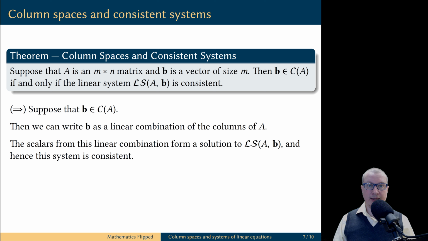But now, if you take the scalars from that linear combination, then these scalars can be used to construct a solution vector to the linear system. Therefore, the linear system is consistent.